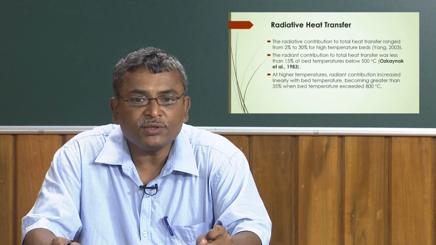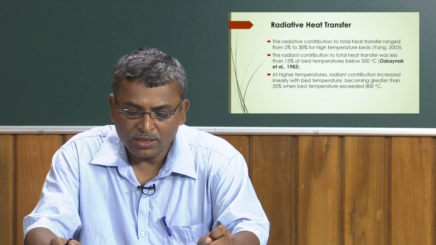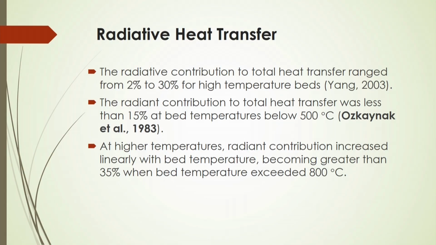The radiative contribution to the total heat transfer will range from 2% to 30% for high temperature beds, and the radiant contribution to total heat transfer will be less than 15% at bed temperatures below 500 degrees centigrade, as reported by Botterill et al. 1983. At higher temperatures, the radiant contribution increases linearly with bed temperature, becoming greater than 35% when bed temperature exceeds 800 degrees centigrade, as reported by Young 2003.